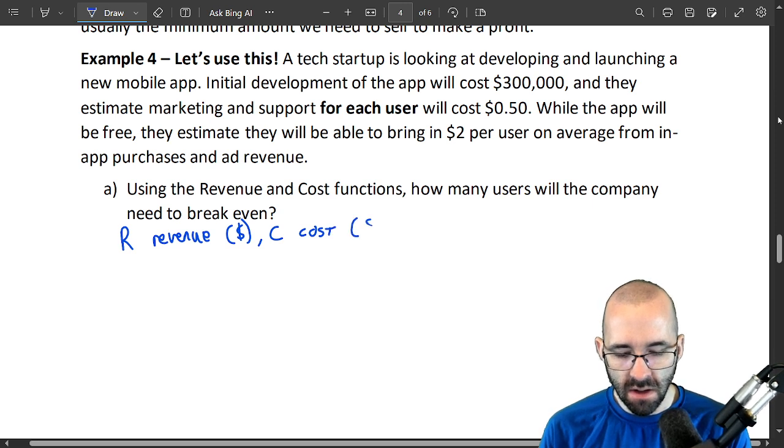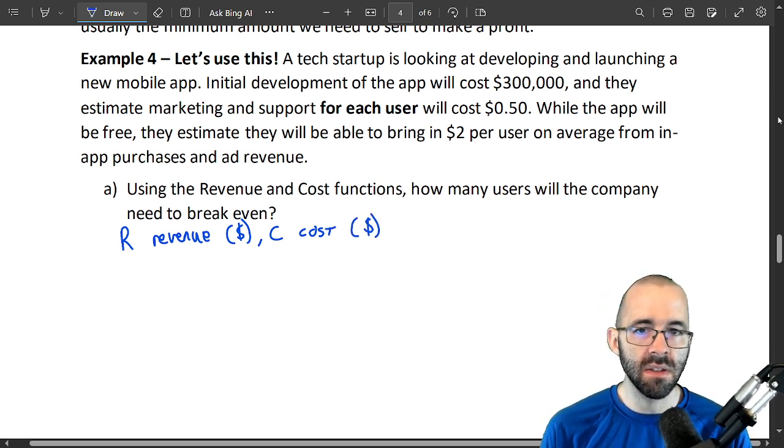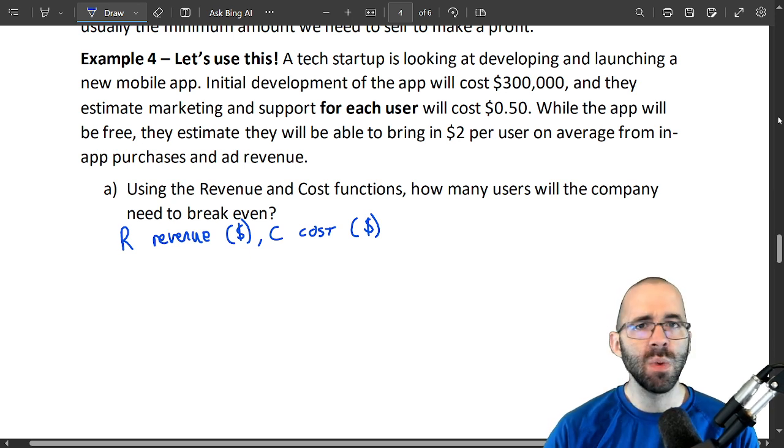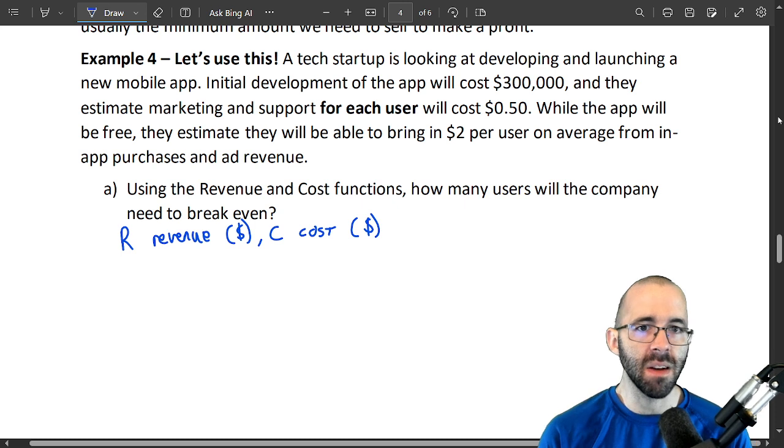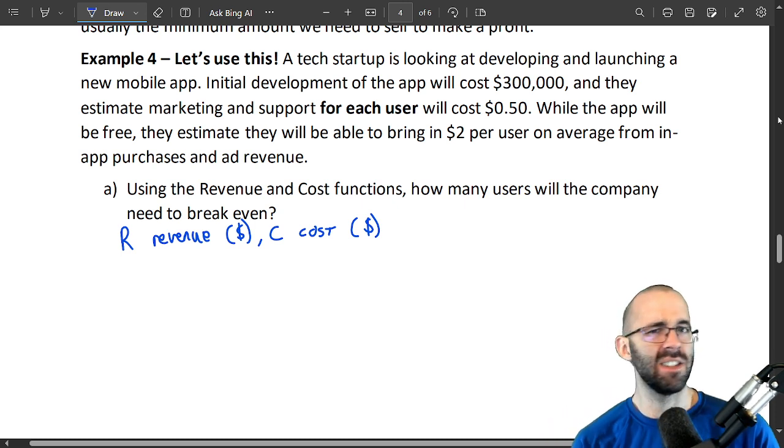And usually in this section, we've only dealt with 2 variables. But we're going to need more variables here because revenue depends on something and cost depends on something. They don't necessarily depend on each other here.